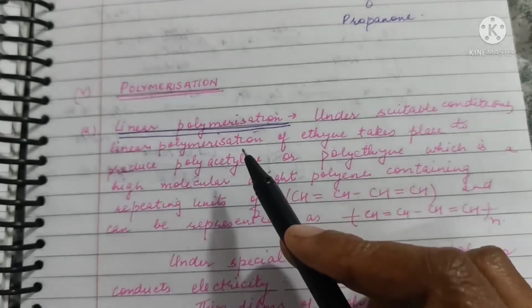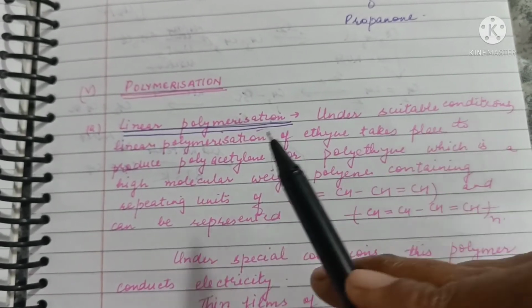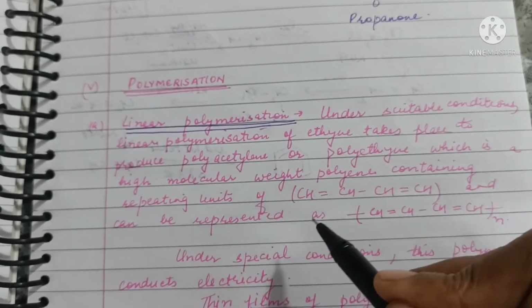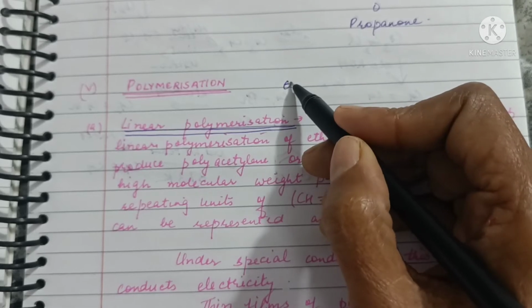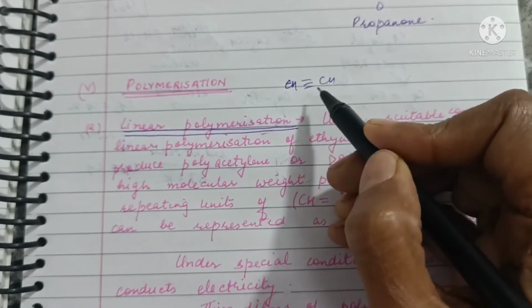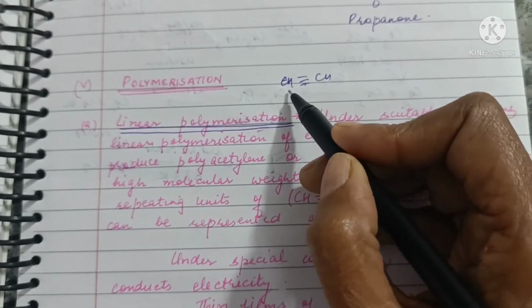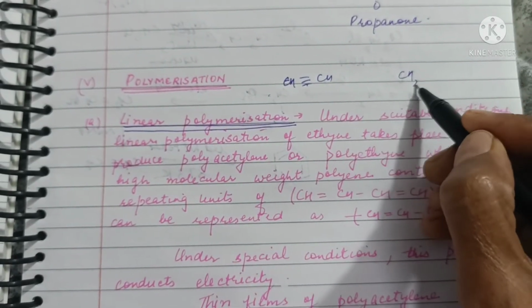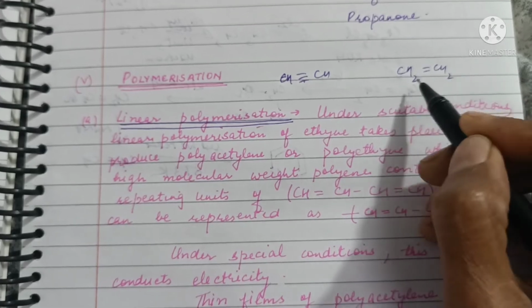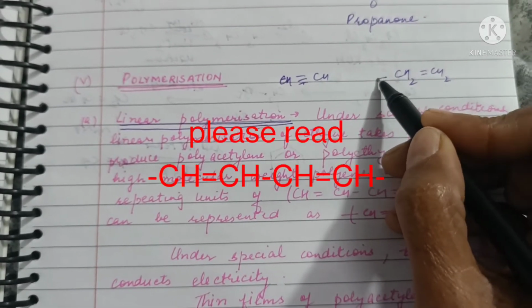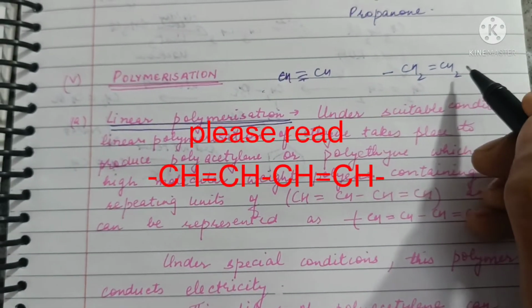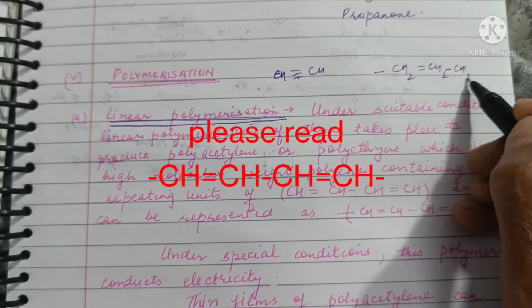Polymerization. In case of linear polymerization under suitable conditions, ethyne will add up. So one bond will break. This is the triple bond. This bond breaks, so two valencies are freed. So the triple bond will get converted to CH2, double bond CH2. From this side, it gets added to another alkyne molecule. From this side, it gets attached to another alkyne molecule.